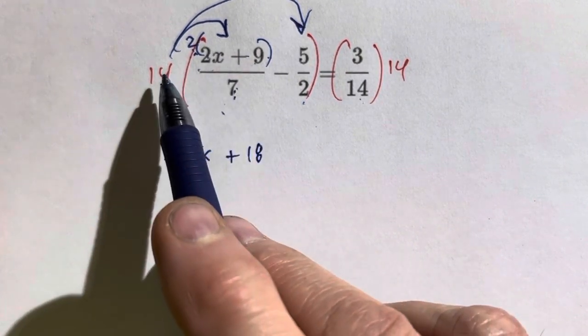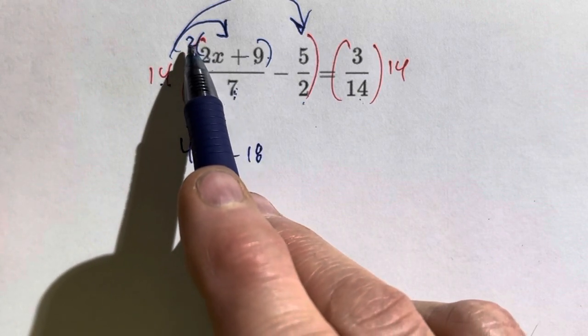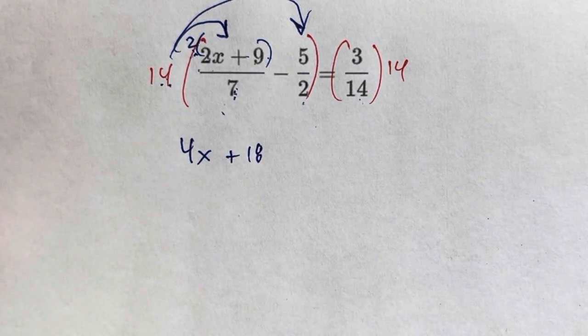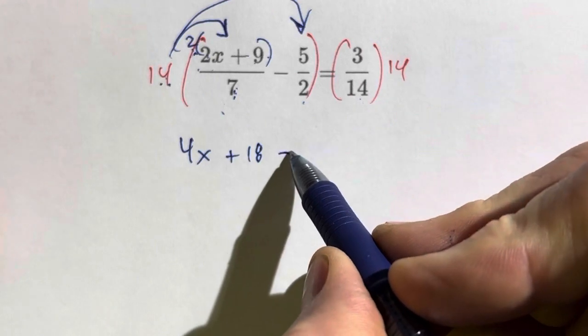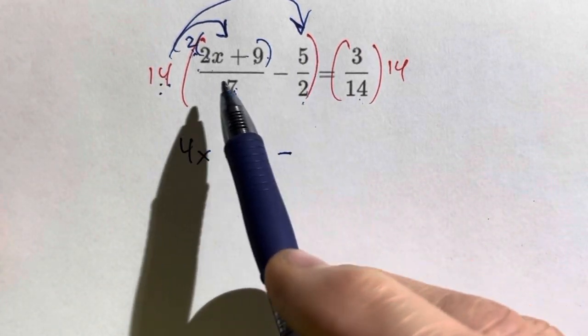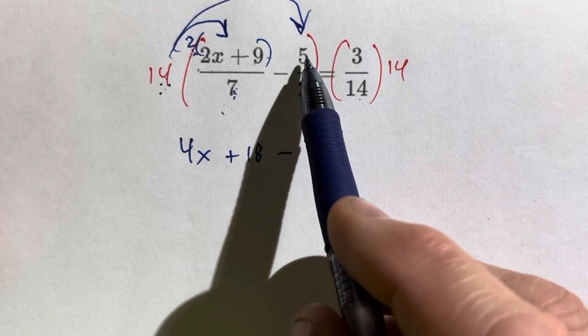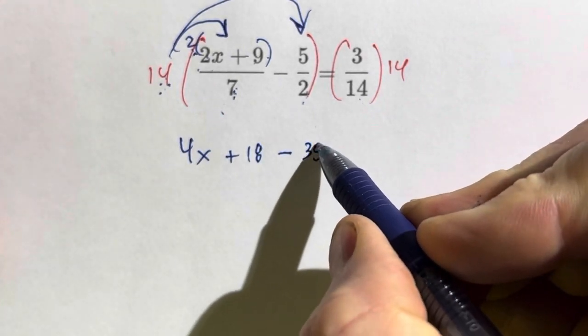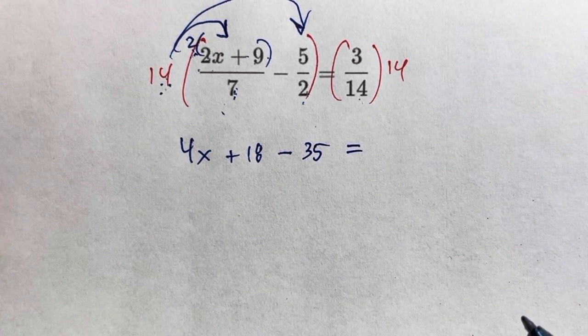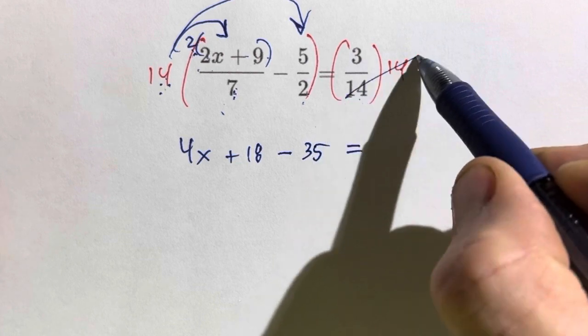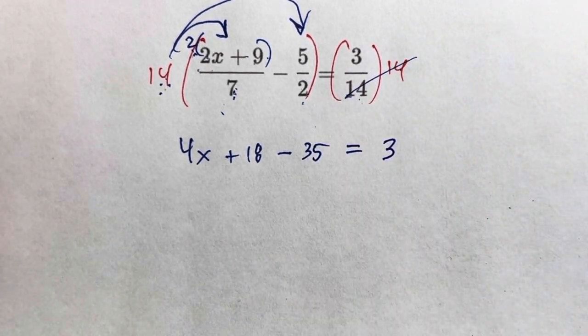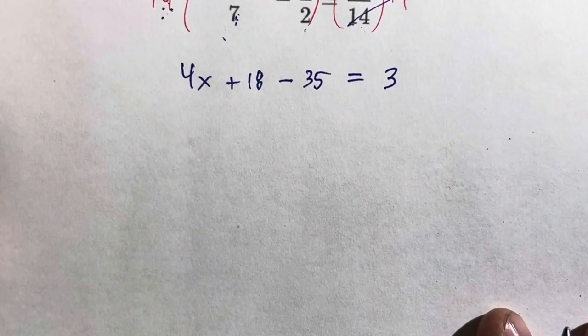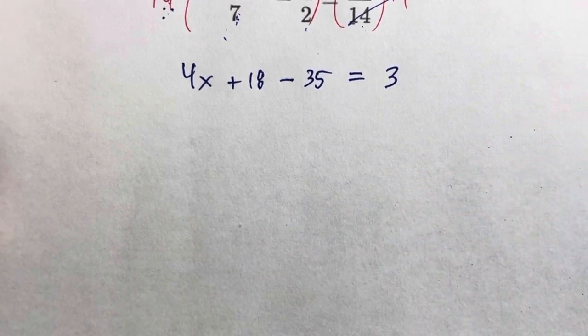So you got to remember that 14 divided by 7 is 2. So I've got 2 times all that. Minus 14 times 5 halves. Well, 14 divided by 2 is 7, times 5 is 35. Equals. And then 14 divided by 14 just cancels, and it's just 3. So there you go. There's my equation with no fractions at all.